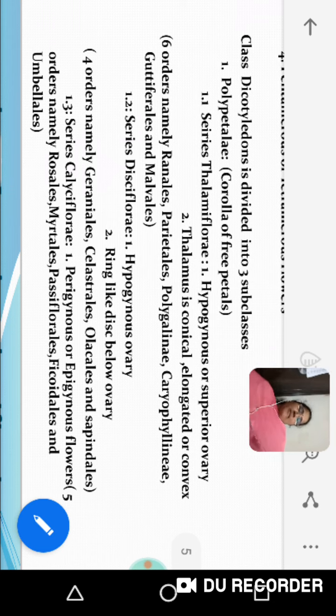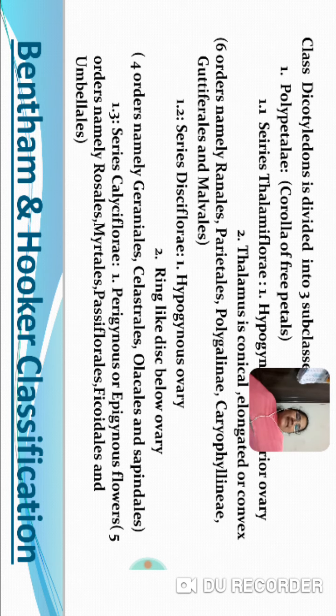And the second series is Disciflorae. Disciflorae characters are like the presence of a superior ovary, again meaning the ovary is superior when compared with the position of the sepals, petals and stamens, and also the presence of a ring-like disc. The disc-like structure is present in the form of a ring below the ovary. So based on these 2 characters, the plants are categorized under Disciflorae. This Disciflorae series consists of 4 orders, namely Geranialis, Celastralis, Olacalis and Sapendalis.